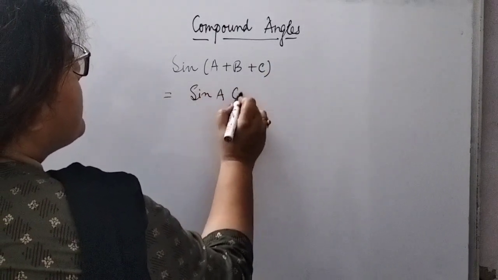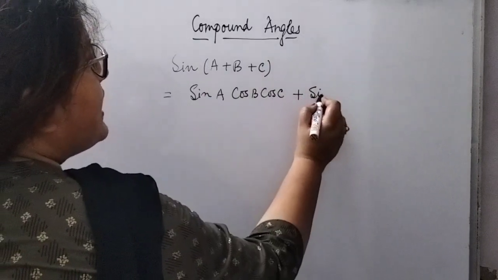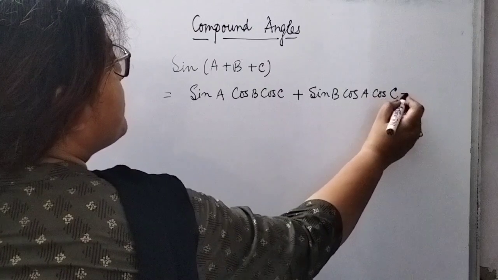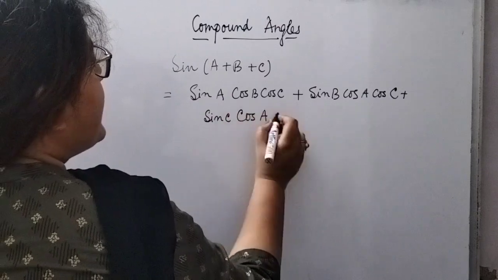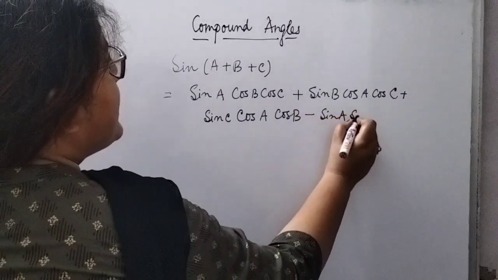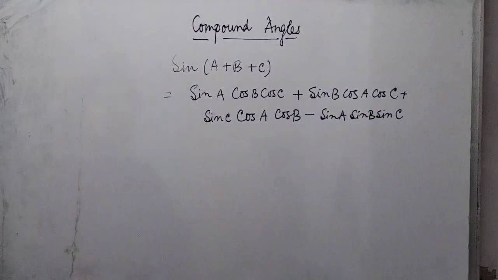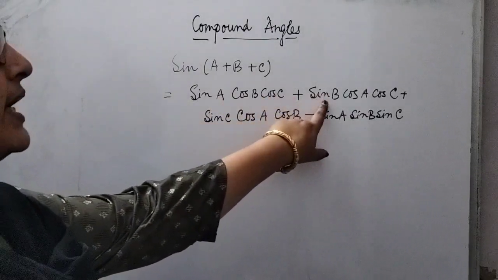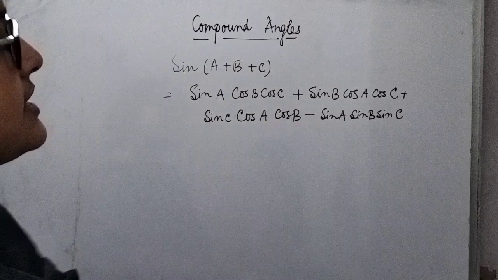sine A cos B cos C plus sin B cos A cos C plus sin C cos A cos B minus sin A sin B sin C. So this is the formula of sin A plus B plus C, which is sin A into cos B into cos C plus sin B into cos A into cos C plus sin C into cos A into cos B minus sin A sin B sin C.